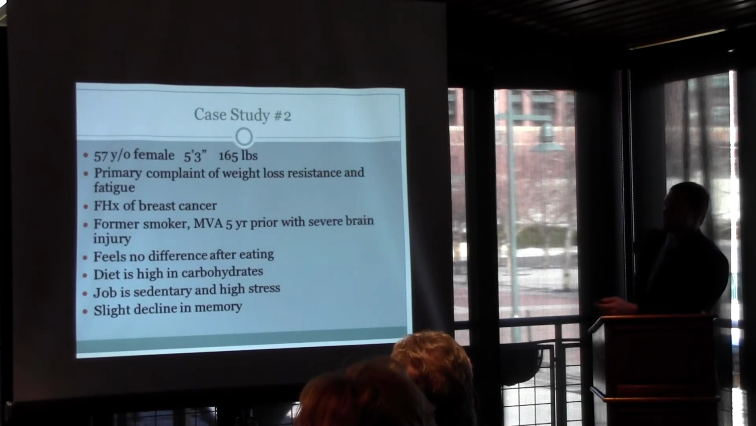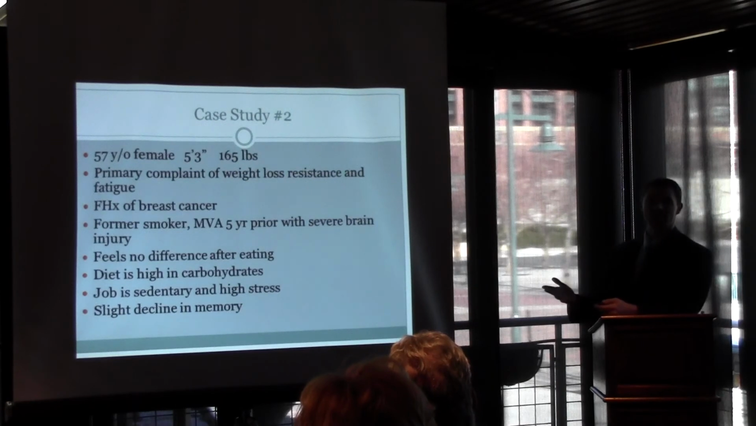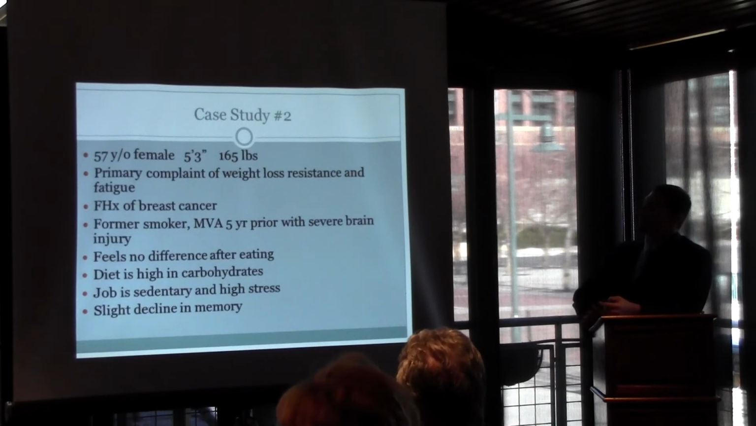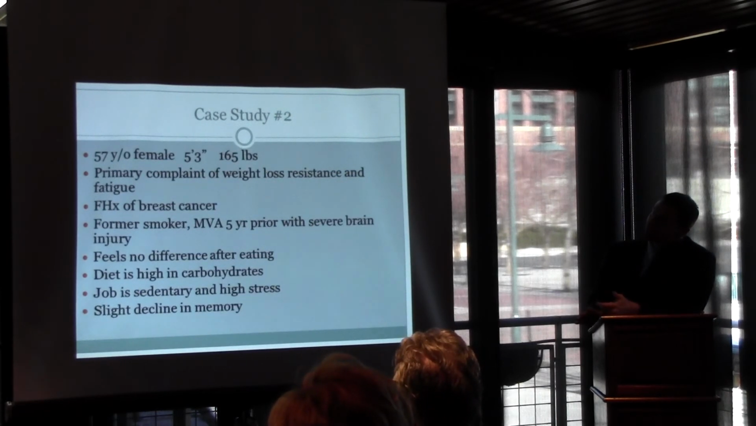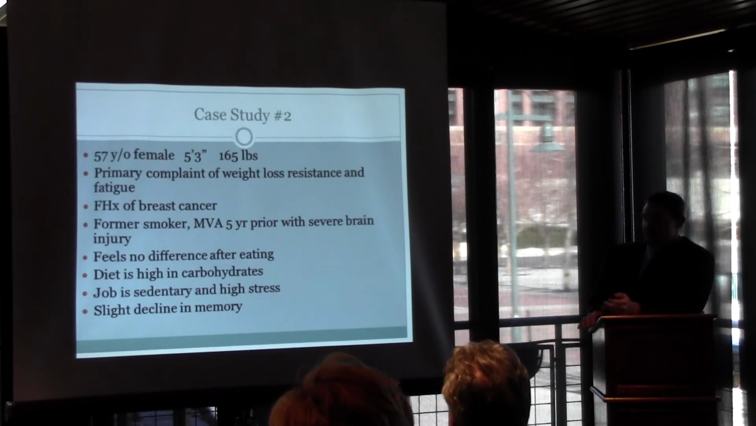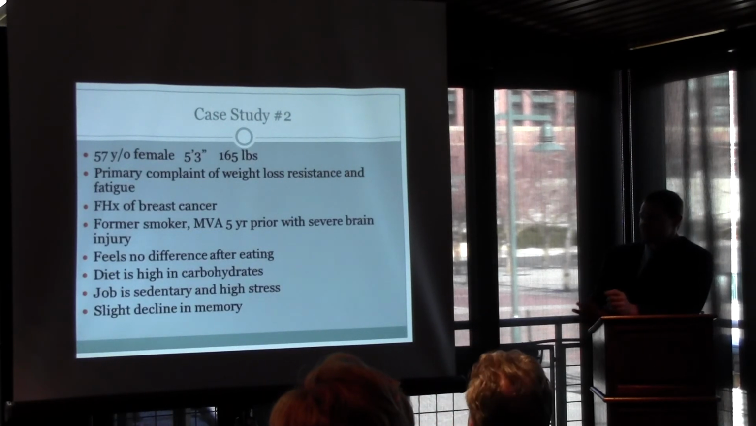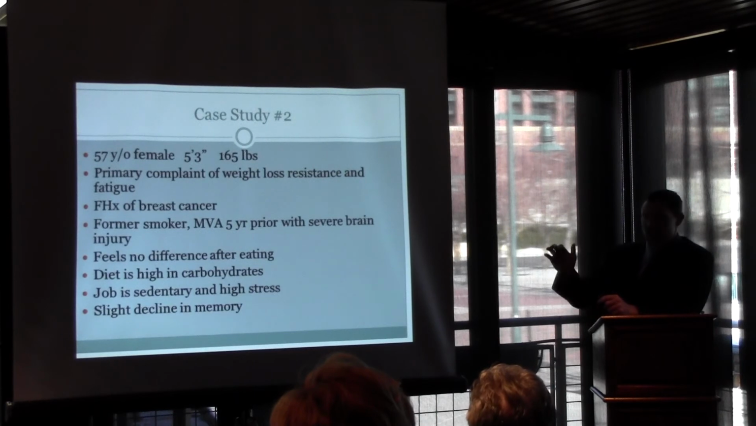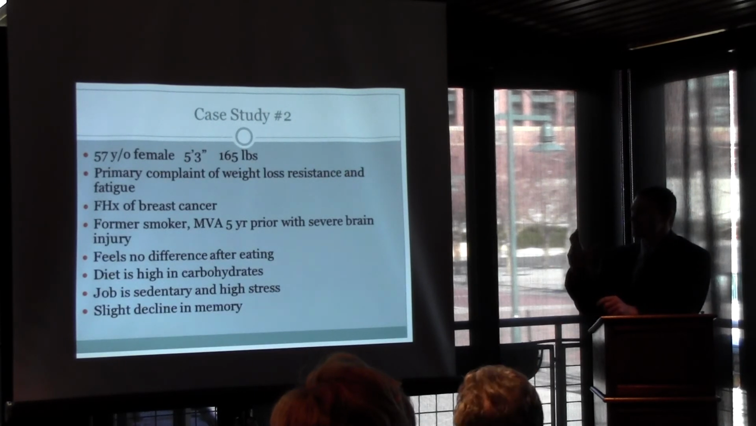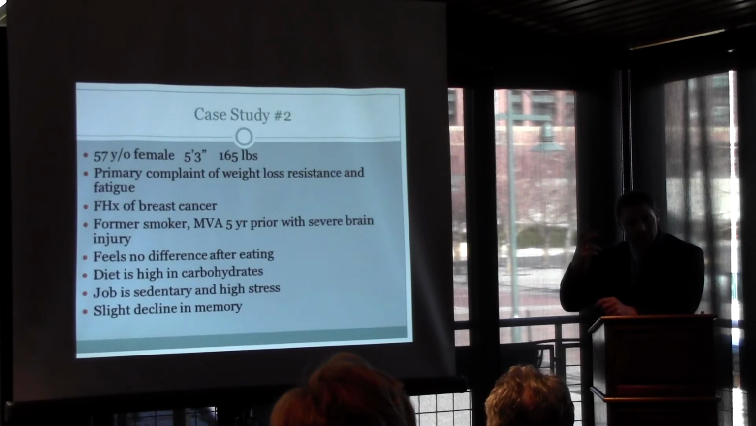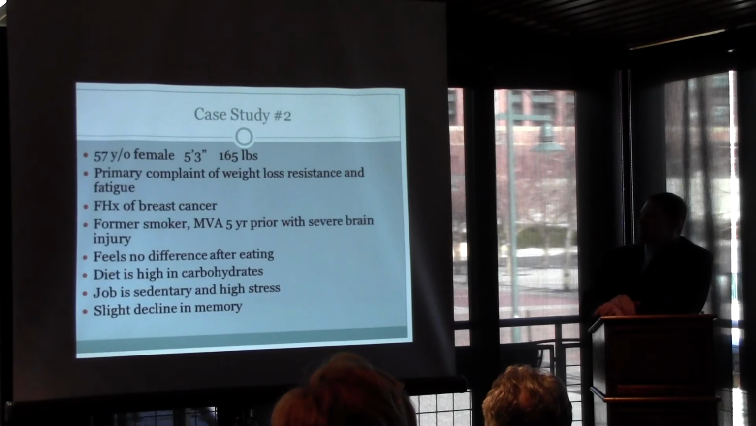This is a good one, and this is the one I mentioned to you earlier where when I was reviewing it this morning, it was like, oh, why didn't I draw the connection on these antibodies? Because I bet if I check this patient, she's got the antibodies. So 57-year-old female, 5'3", 165, weight loss, resistance, and fatigue, family history of breast cancer, so potentially something going on there with methylation, impact of estrogen as it relates to biotransformation and whatnot, former smoker, so her antioxidant capacity is going to be down, severe brain injury, so great, now she's got probably overactivation of the microglial cells in the brain, so we've probably got some neurodegenerative impacts here.